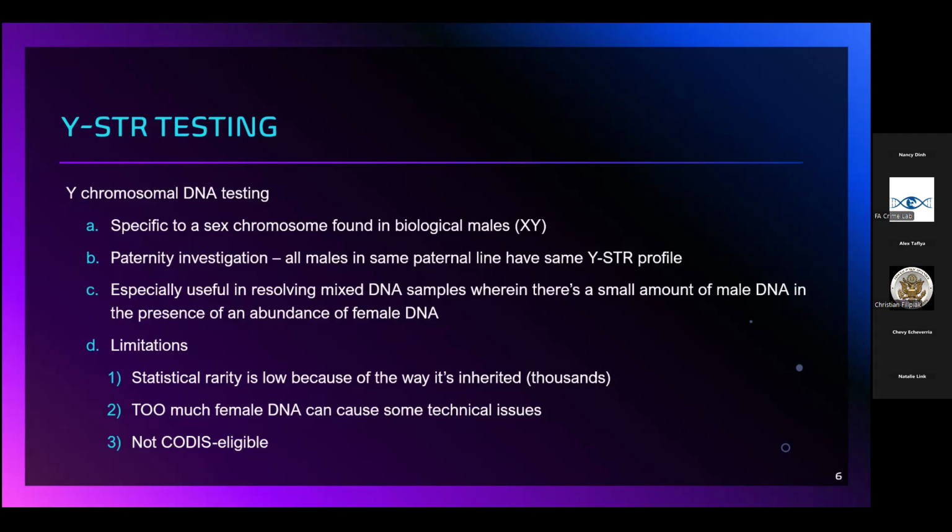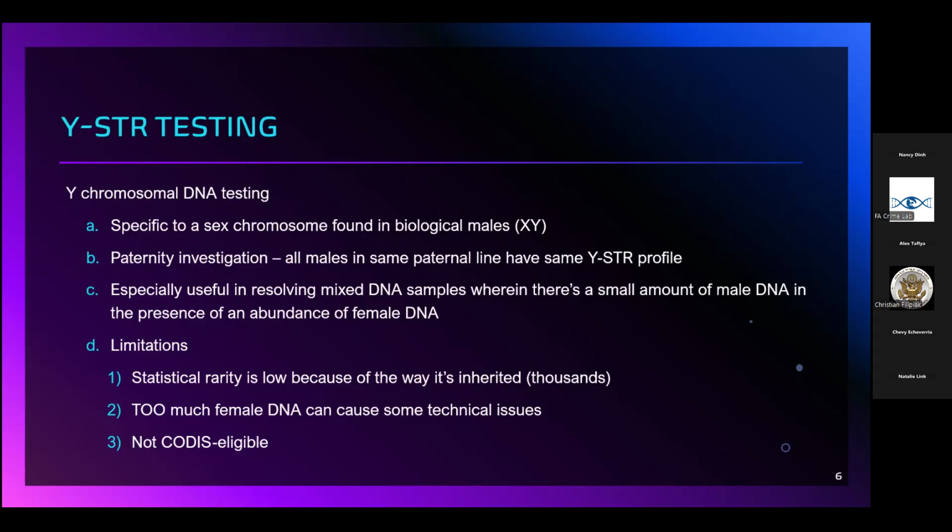So there are some limitations, unfortunately. The statistical rarity is low because of the way it's inherited. It's usually in the thousands, maybe tens of thousands if you're very lucky and you have something rare, like a rare gene in there. But otherwise, it's pretty low just because of all the sharing. And if there's too much female DNA, that can cause technical issues and make it difficult to actually read your results. And then, of course, it's not CODIS eligible, so that's a big thing as well. So you have to really rely on having some known samples yourself.